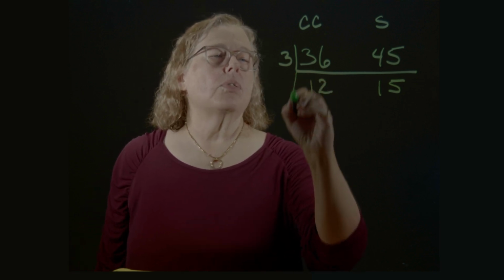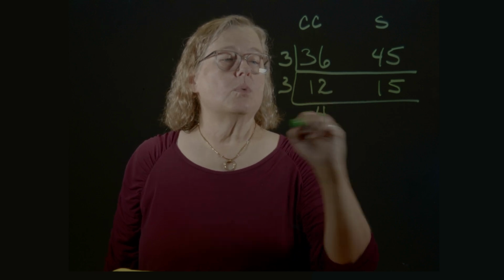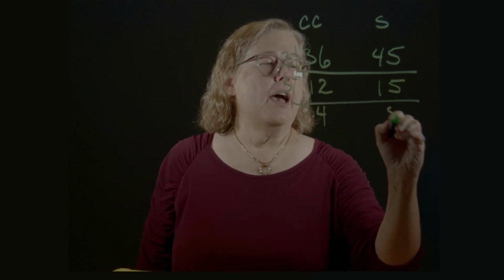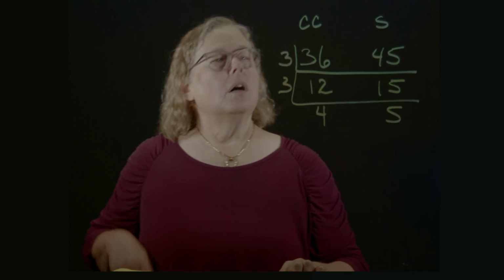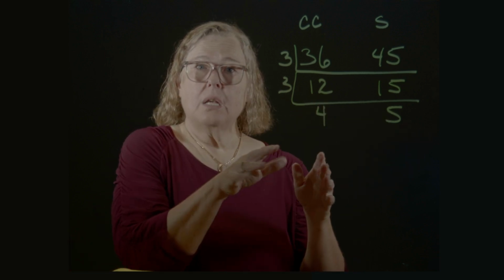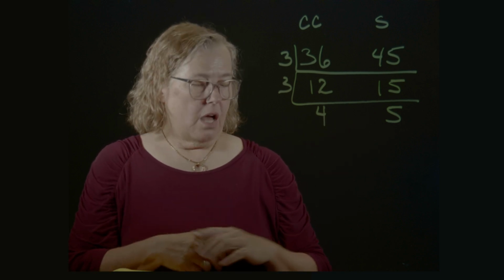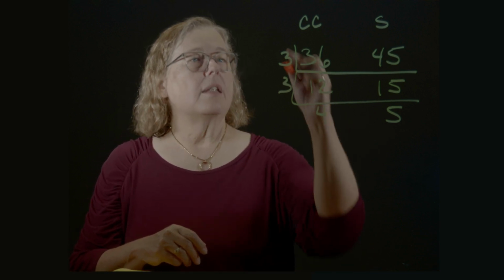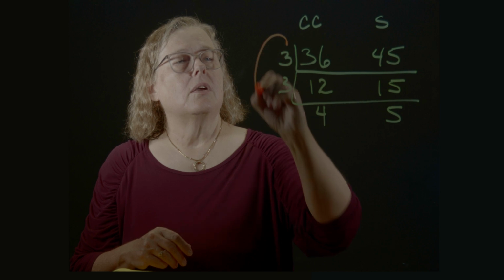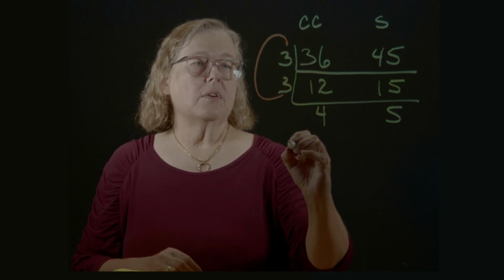We can pull out a 3 again. So we get 3 times 4 is 12, 3 times 5 is 15. Okay. Again, remember we talked about if they get to be consecutive, we know we're done. We are done. 4, 5. I know I'm done. So my greatest common factor is what? It's my big C. It's right there. So my greatest common factor is going to be 9.